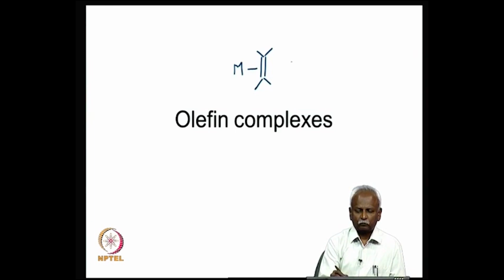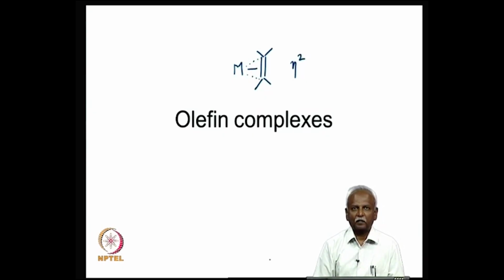And in the nomenclature, one indicates this as an eta 2 complex, meaning both carbon atoms are bonded not necessarily equidistant, but almost in a similar fashion, so that both carbons are interacting with the metal simultaneously.